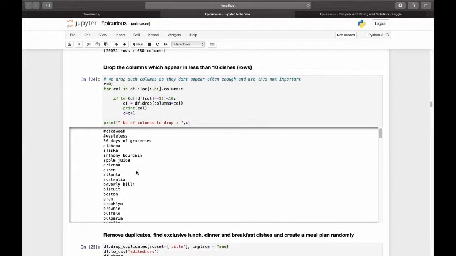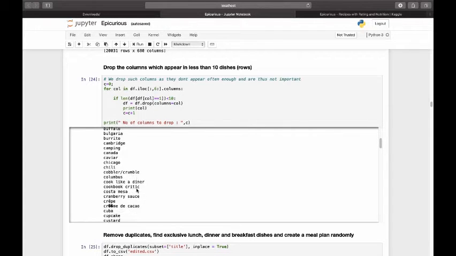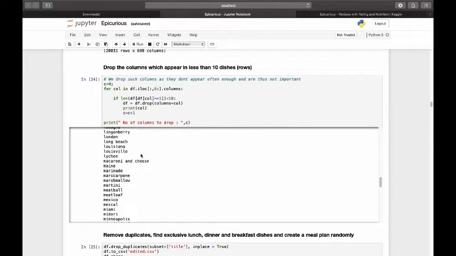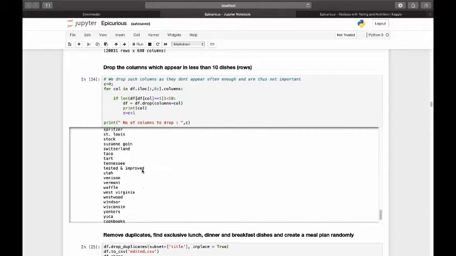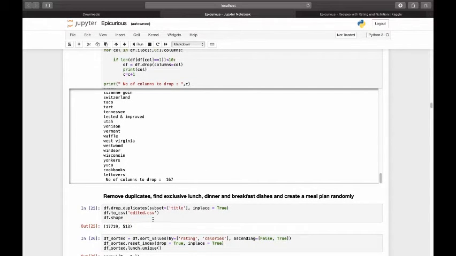So that removed some unwanted stuff, like Alaska and Aspen and Atlanta, Australia. These aren't ingredients. So that got rid of over 150 columns, right?